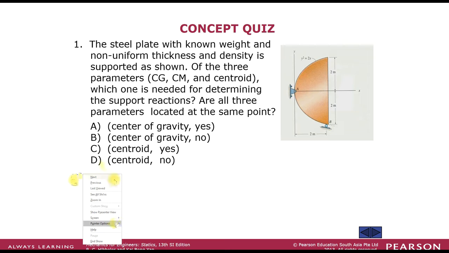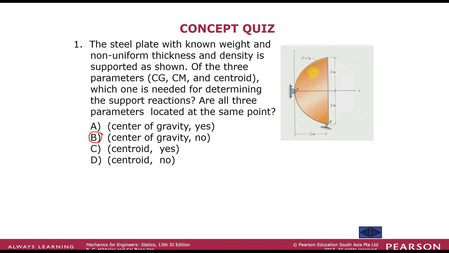So the answer is we need the center of gravity. This is important because it is being applied, it involves forces, so we need to know the center of gravity. And are all three parameters located at the same point? No, because if we calculate the centroid itself, it will be different from the center of gravity and also the center of mass.